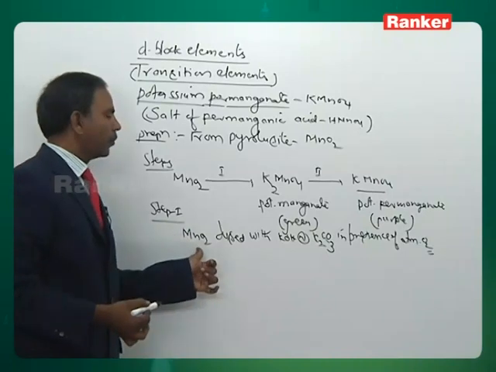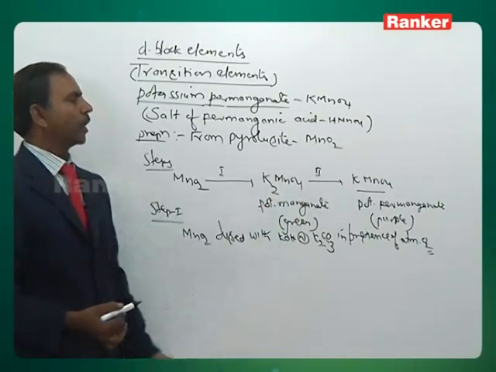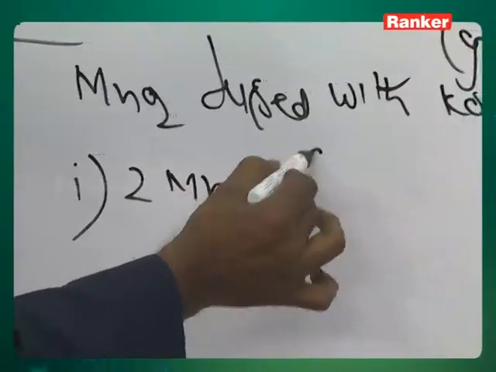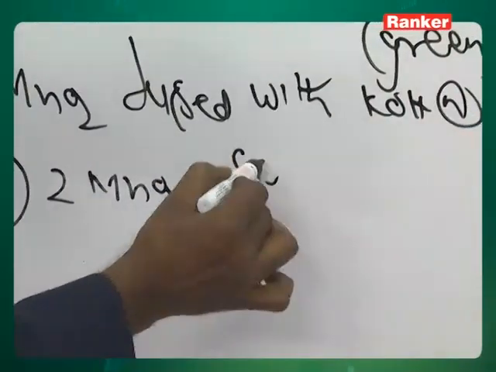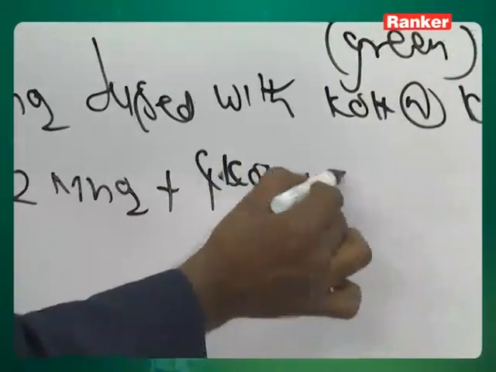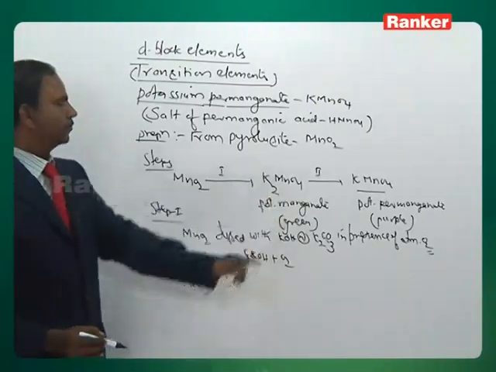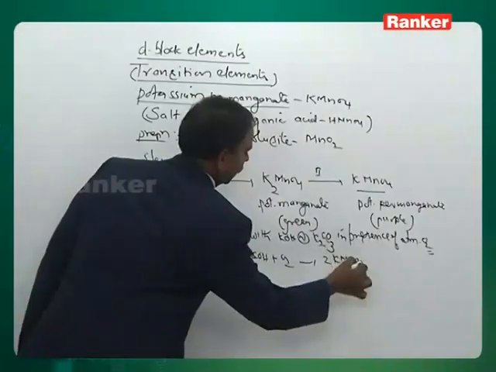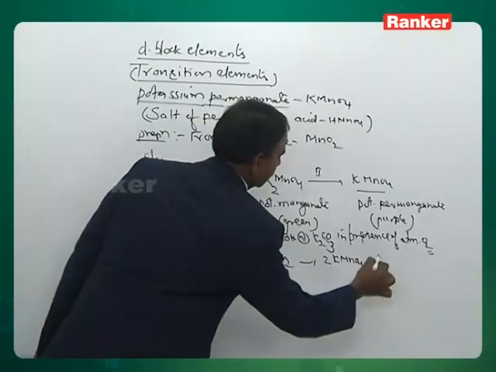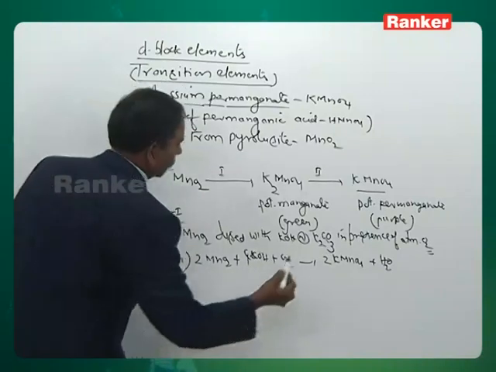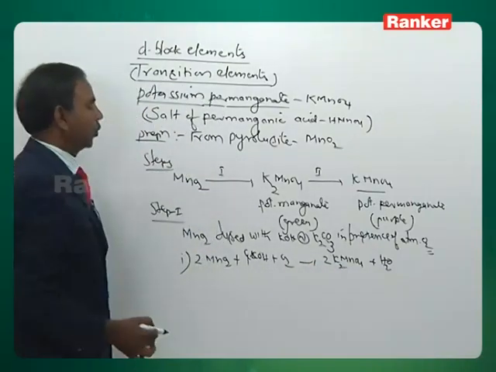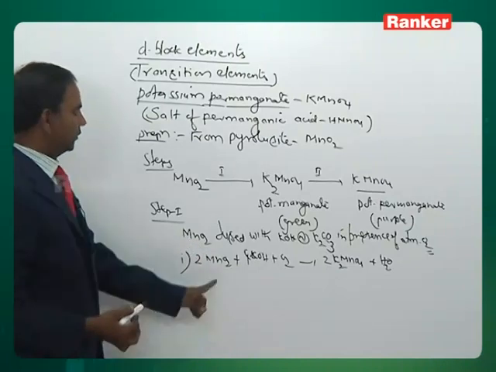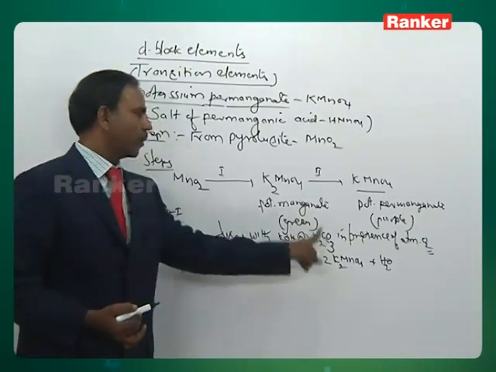Let us see the first step, how pyrolusite can be converted into potassium manganate. 2MnO2 plus 4KOH plus atmospheric oxygen, then you first get potassium manganate: 2K2MnO4 plus 2H2O. In the first way of conversion, pyrolusite fused with KOH, we get water and potassium manganate.